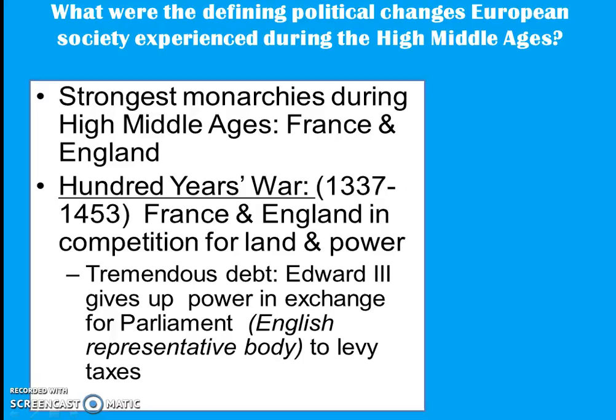So Edward III gives up power in exchange for a parliament, which is what came out of the Magna Carta. It is composed of the nobility as well as elected representatives to levy taxes or to raise taxes to get them out of debt. And so this gives some power to the parliament as well. But note that this power is shared by the king, and these were definitely the 2 richest and most powerful kings in Europe, in France and England.